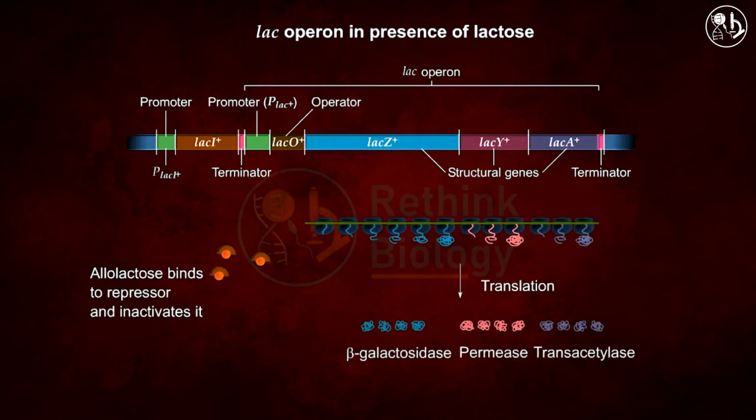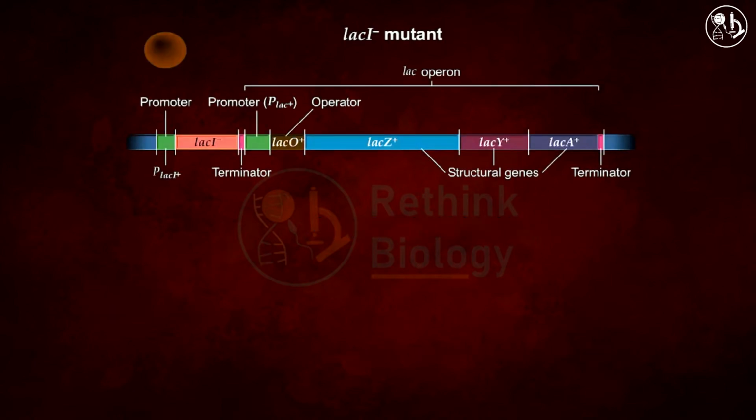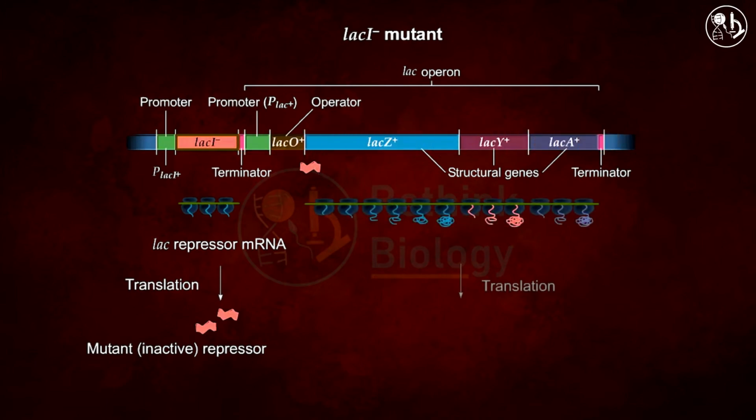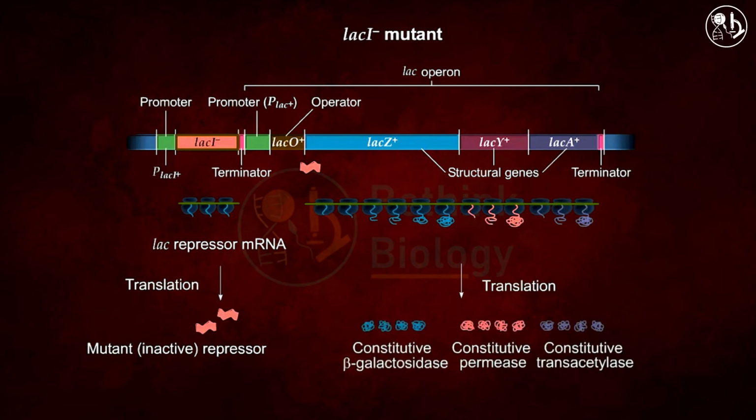Jacob and Monod created mutations in the Lac operon to demonstrate how they might impact the gene expression regulation. They induced a mutation in the Lac I gene that resulted in the production of mutant, inactive repressor proteins. The proteins are unable to interact with the operator. As a result, the structural genes are produced constitutively, that is, in the presence or absence of lactose.